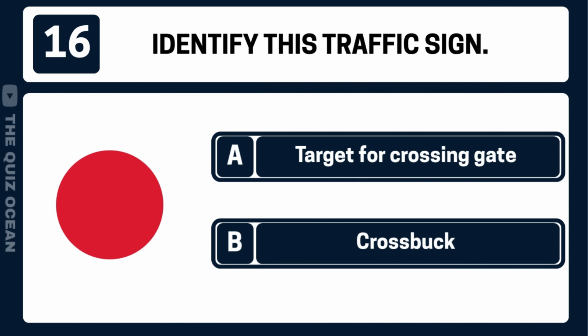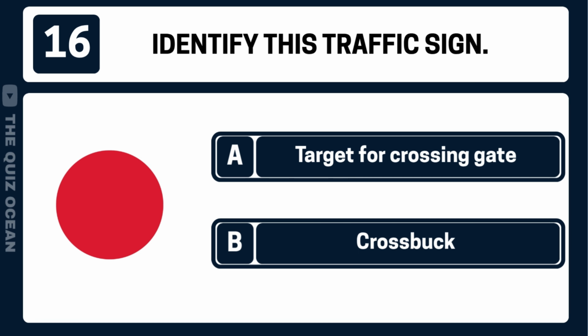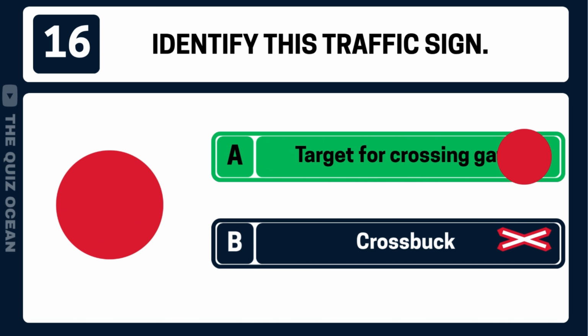Identify this traffic sign. A. Target for crossing gate. B. Crossbuck. The answer is A. Target for crossing gate.